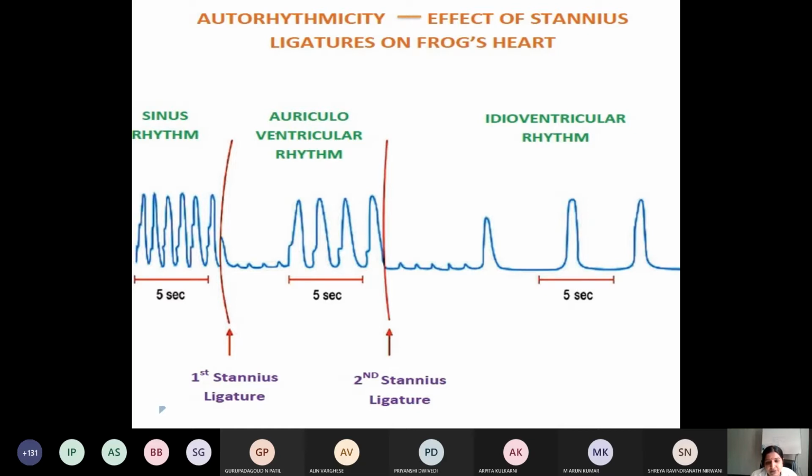Anybody interested to interpret the graph? Some people's microphones are unmuted. Are you interested to interpret the graph?